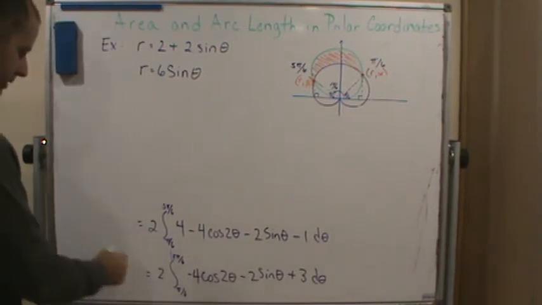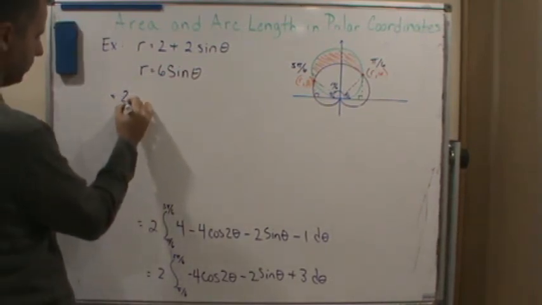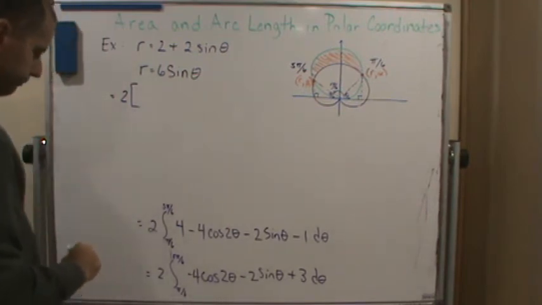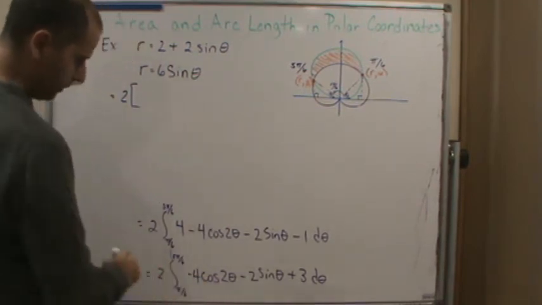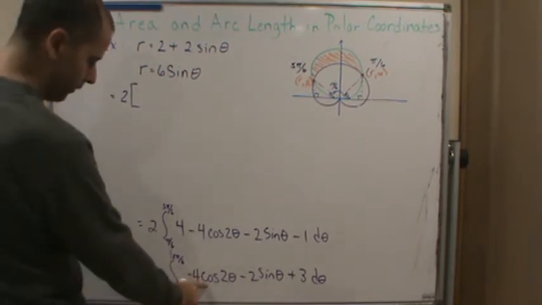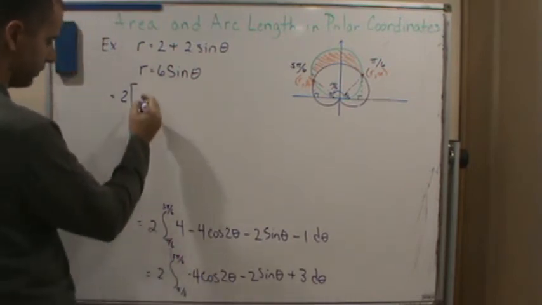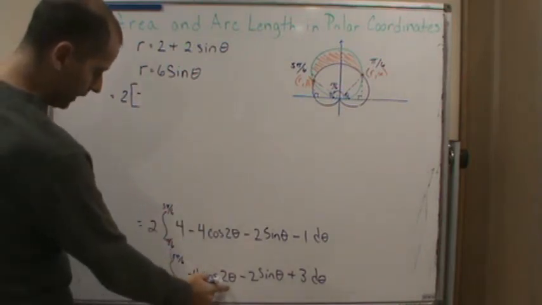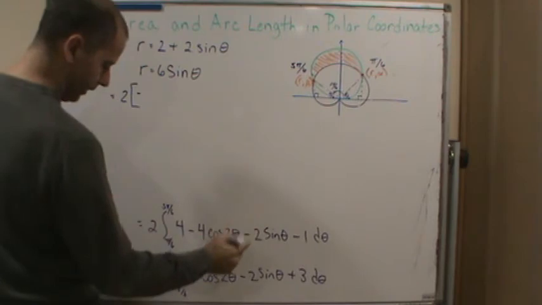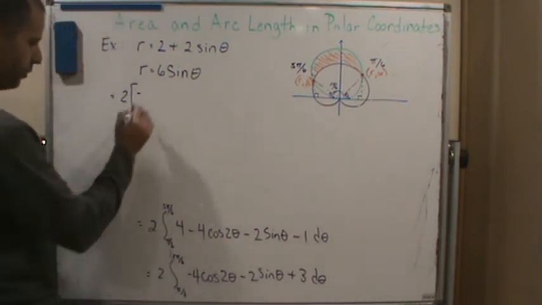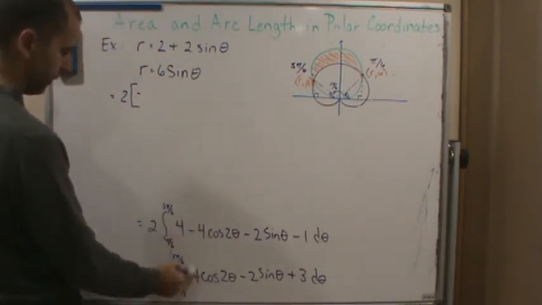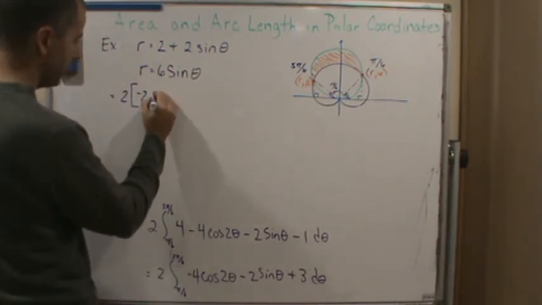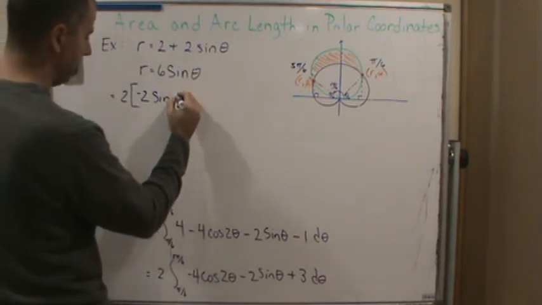Okay, so let's integrate this thing. So we're going to get 2 times what? This is going to become what? The antiderivative of cosine is sine. So this is going to become negative 4 divided by 2, because I have to divide by the derivative of the inside, which is 2. So I'm going to get negative 4 divided by 2, which is just 2. So I'm going to get 2 sine 2 theta.